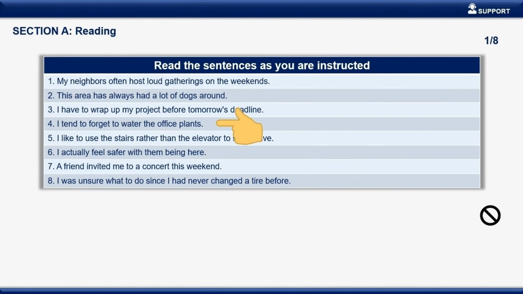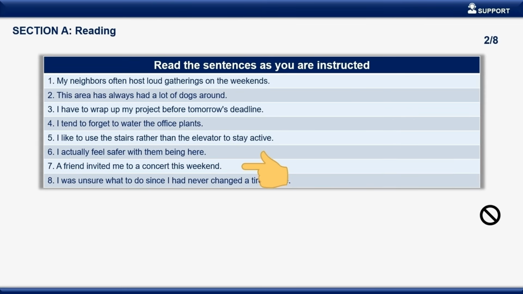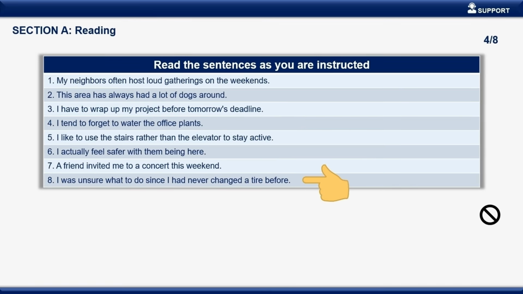Please read sentence 4. I tend to forget to water the office plants. Now read sentence 7. A friend invited me to a concert this weekend. Now read sentence 2. This area has always had a lot of dogs around. Now read sentence 8. I was unsure what to do since I've never changed a tire before.